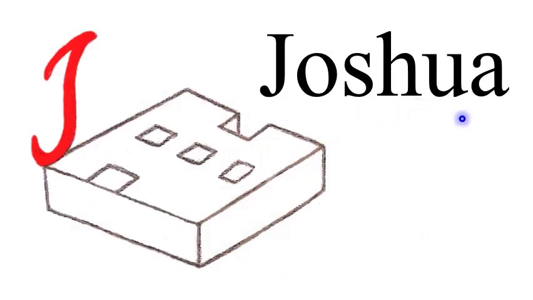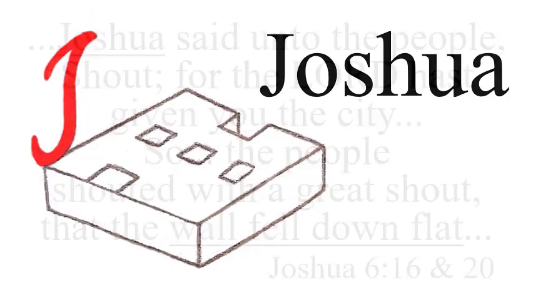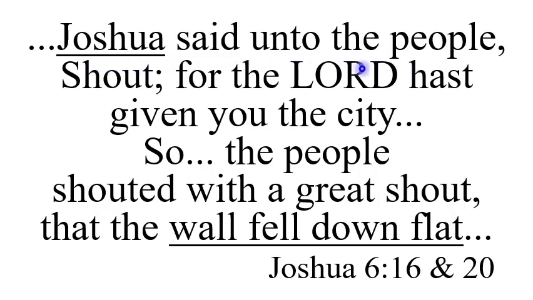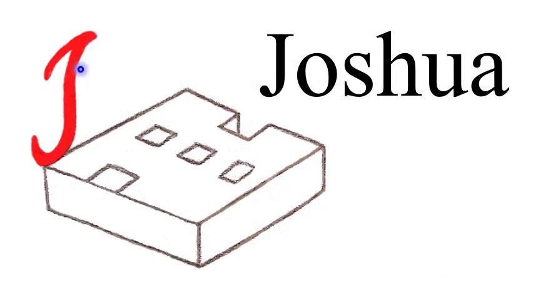The icon for Joshua is a fallen wall with a scarlet thread, because the Bible says, Joshua said unto the people, Shout, for the Lord has given you the city. So the people shouted with a great shout, that the wall fell down flat. Joshua 6:16 and 20. To help you remember that the wall fell down flat is in chapter 6, a wall is drawn, laying down flat, and made to look like the bottom of a 6, with the scarlet thread that saved Rahab as the top of the 6.